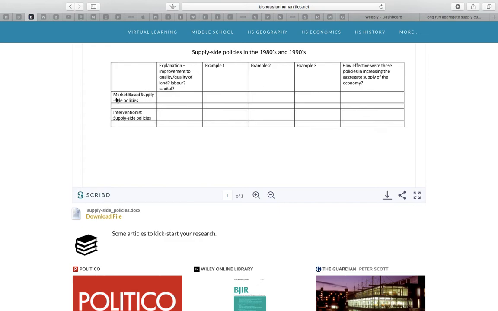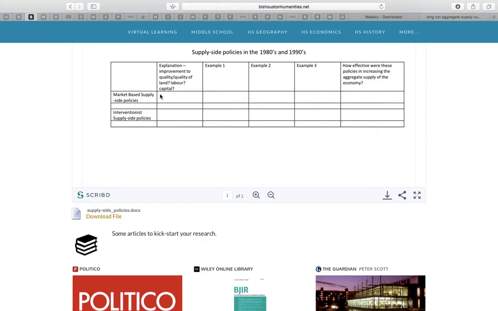Market-based supply-side policies can roughly be summarized as any policies that have the intention of allowing market forces to be freer and enable an increase in long-run supply, for example, of land, labour, capital or enterprise. And interventionist supply-side policies are any policies which are imposed by government which would have the same impact of increasing land, labour, capital, enterprise.